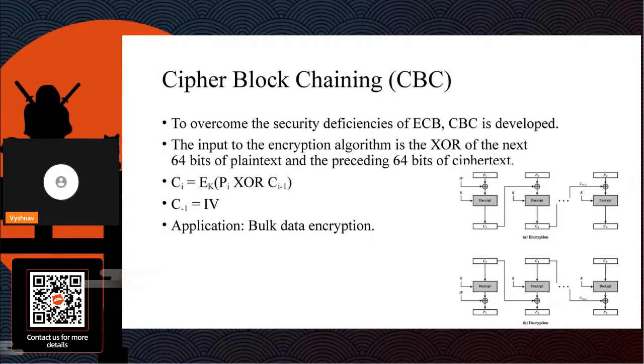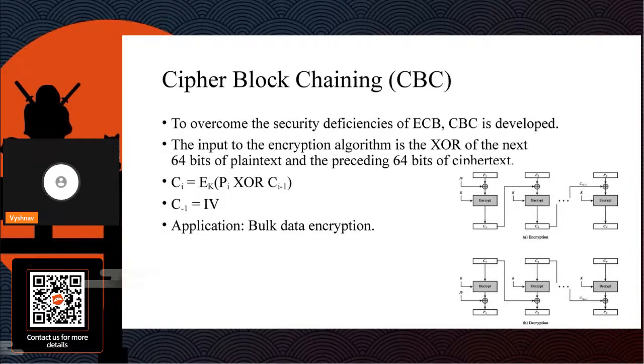The input to the encryption function for each plaintext block bears no fixed relationship to the plaintext block. Therefore, repeating patterns are not exposed. To produce the first block of ciphertext, we need an initialization vector, which is XORed with the first block of the plaintext, and after that it is encrypted using the key to produce the ciphertext.